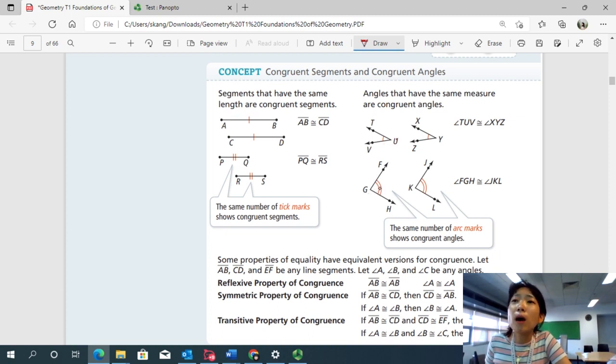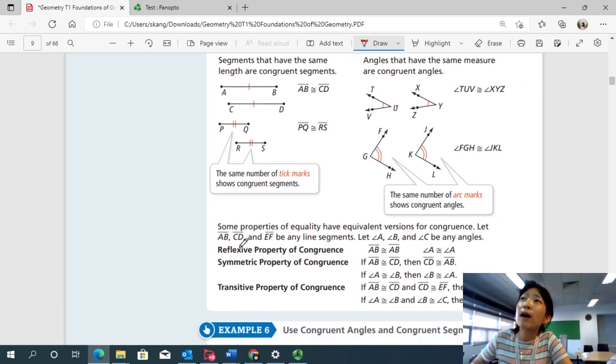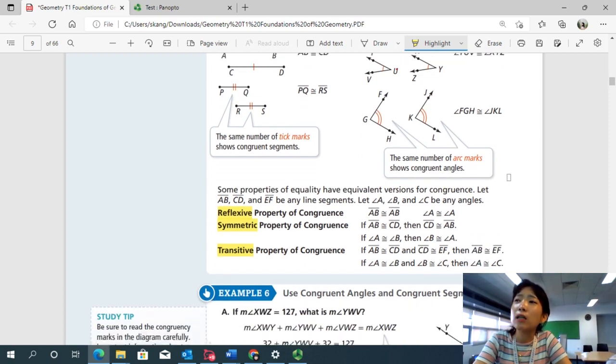Okay? So some properties of equality have equivalent versions for congruence. We have some important and basic properties. Reflexive property of congruence, symmetric, and transitive. They always come out in the future. So you should get familiar with reflexive, symmetric, and transitive property. It will come out for equality too, for similarity. So it's gonna come up a lot in the future.